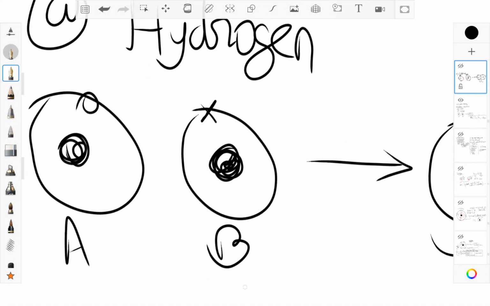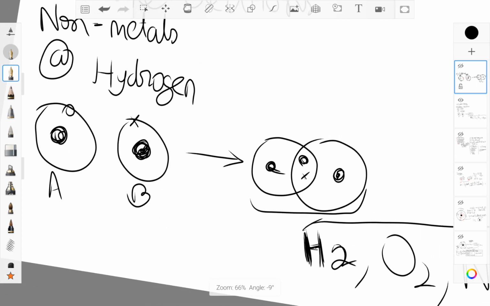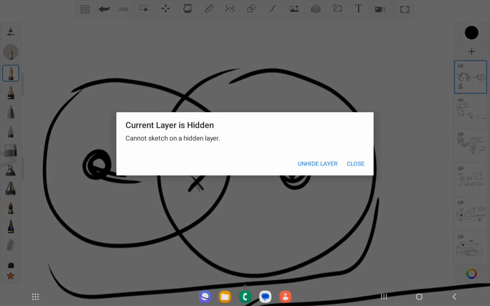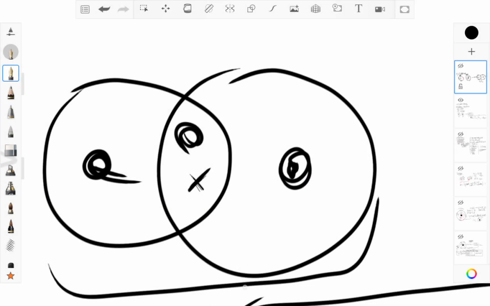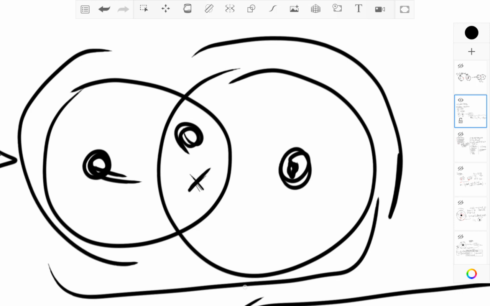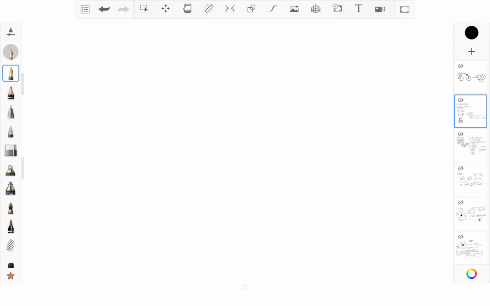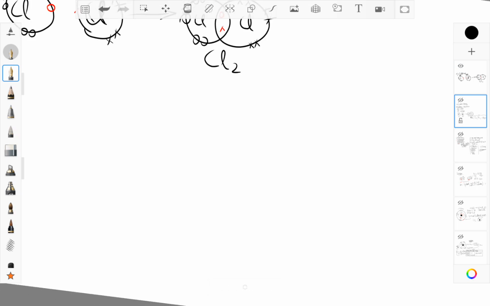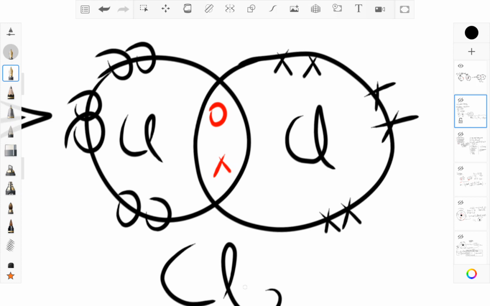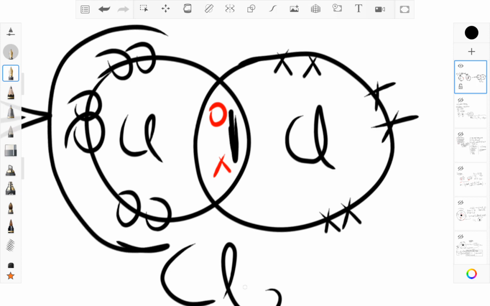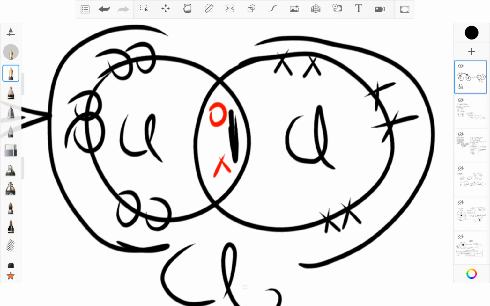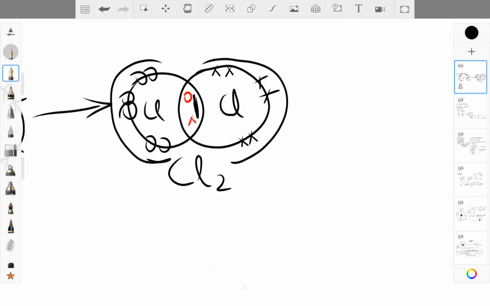Since there was only one valence electron in each of them, I didn't really draw anything here because there's nothing to draw. All the valence electrons are being shared. But that's not the case with chlorine, because in chlorine, only these are being shared. These valence electrons still need to be shown in your final diagram. That's number two.